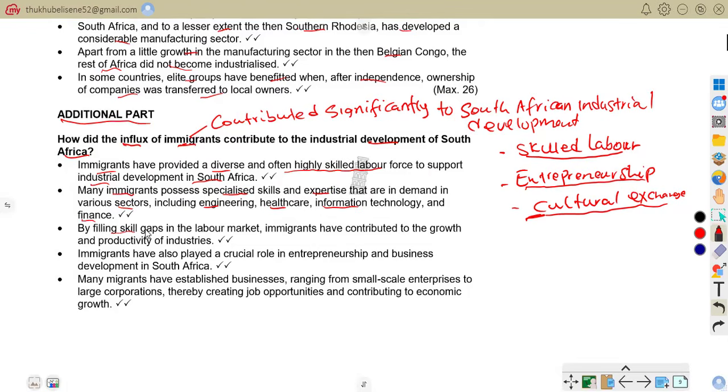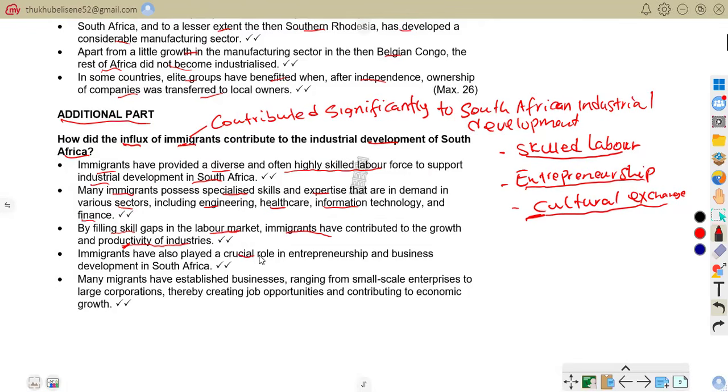Also, by filling skill gaps in the labor market, immigrants have contributed to the growth and productivity of industry. So they fill the skills gap. As you know, in South Africa there was a scarcity of skilled people, because we find ourselves with people without the necessary skills to do the job, and that affects our productivity. But the immigrants tried by all means to fill that gap, and that contributed positively by making sure that our production increases.